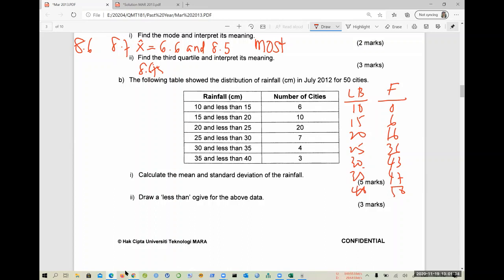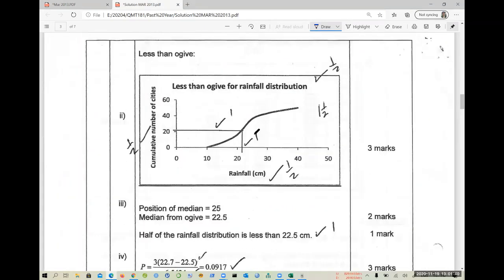So drawing the ogive, this is the ogive that you obtain. Okay, so this is your ogive. You have the title over here, and then you have the label on the X and Y axis, and make sure that you have the graph. So the graph, you can just use the ruler to connect the points. So you don't need to draw a smooth line like this.